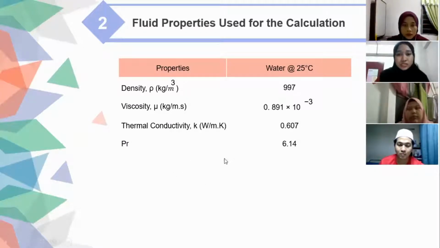These are the fluid properties used for the calculation. The density of water at 25 degrees C is 997 kilograms per meter cubed. Viscosity is 0.891 times 10 to the power of negative 3 kilograms per meter second. The thermal conductivity is 0.607 watt per meter Kelvin. And lastly, the Prandtl number is 6.14.